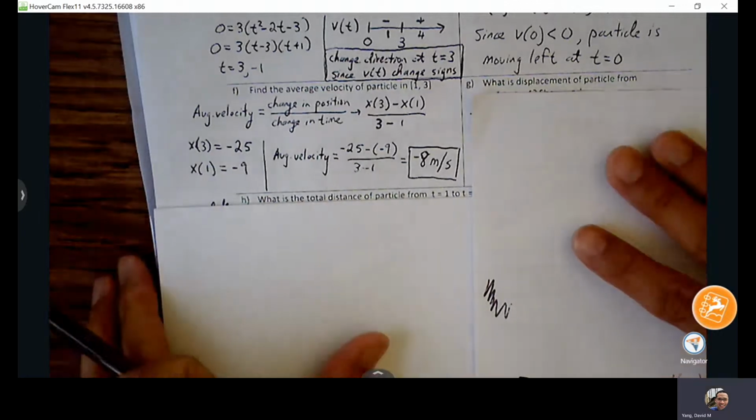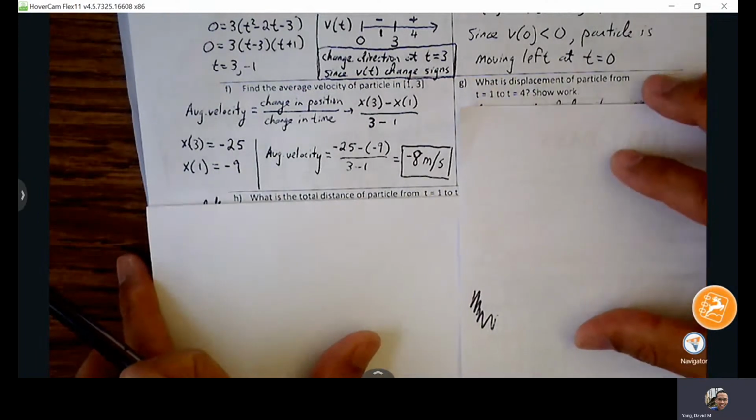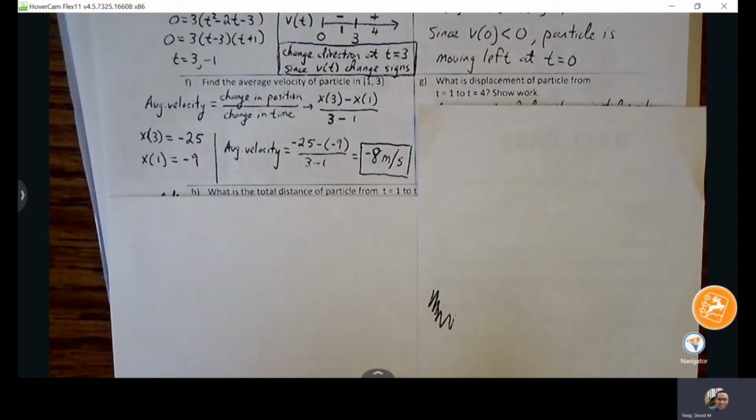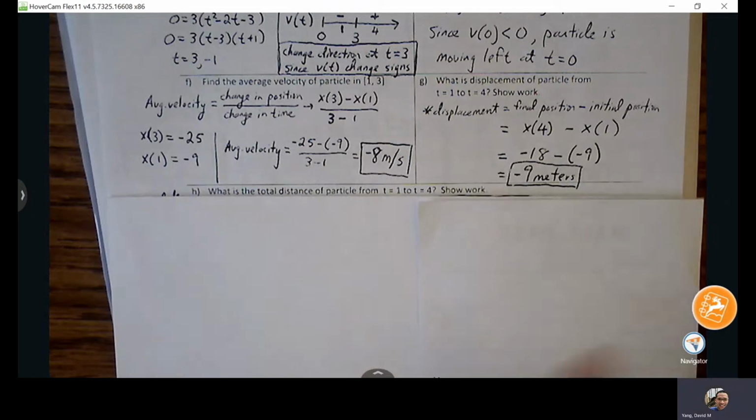Okay, part G. What is the displacement of the particle from 1 to 4? Displacement is defined as final position minus initial position. We just care about where the object is at 4 seconds, where the object is at 1 second, and just find that difference. X of 4 minus x of 1. It could be positive, it could be negative.